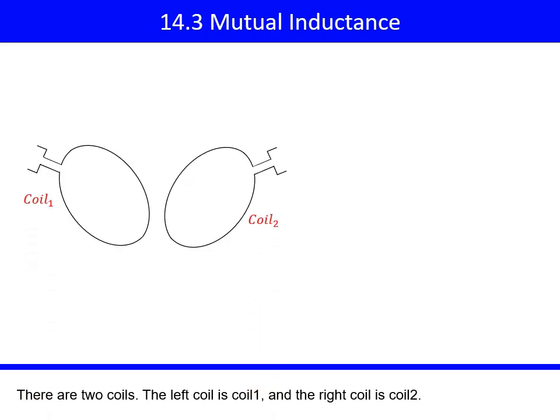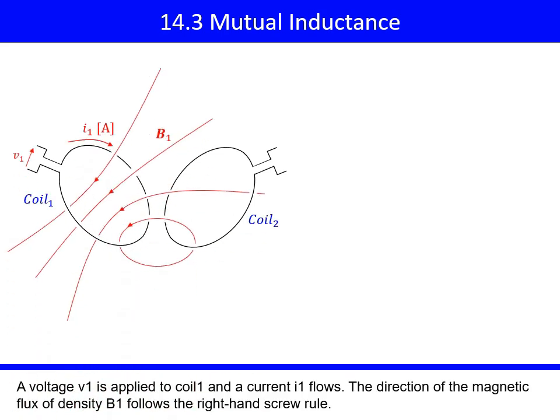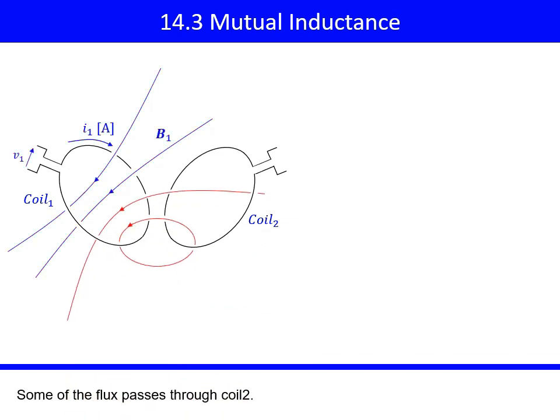There are two coils. The left coil is coil 1, and the right coil is coil 2. A voltage V1 is applied to coil 1 and a current I1 flows. The direction of the magnetic flux of density B1 follows the right-hand screw rule. Some of the flux passes through coil 2.